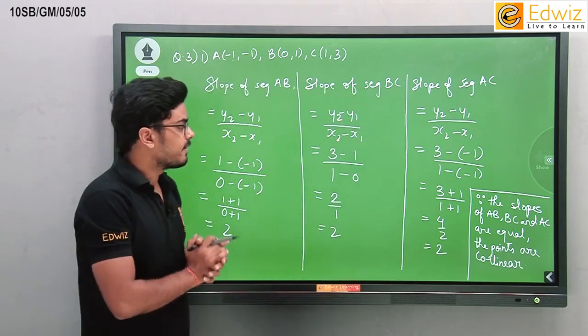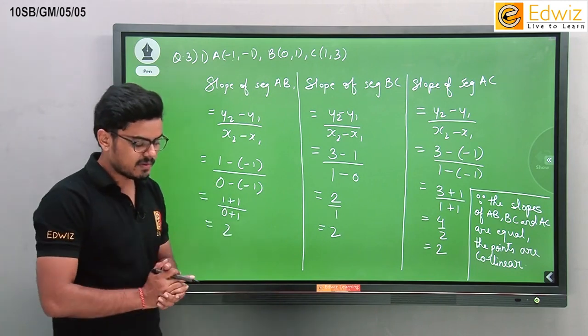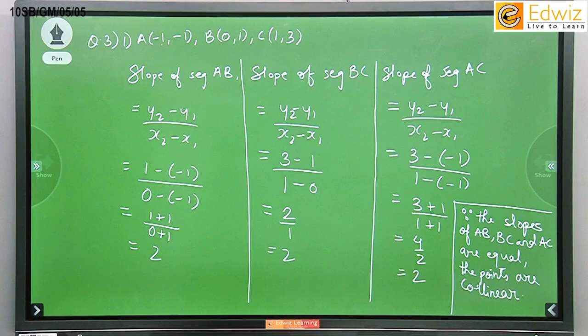Okay, so if the slopes are same, the points are collinear. As simple as that. Similarly, we will solve the next question. Before that, please make a note of this. I'll give you 30 seconds.